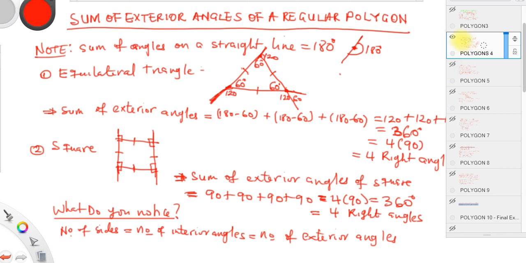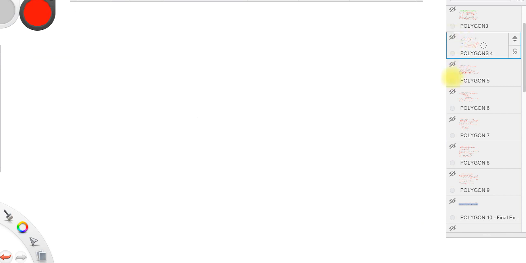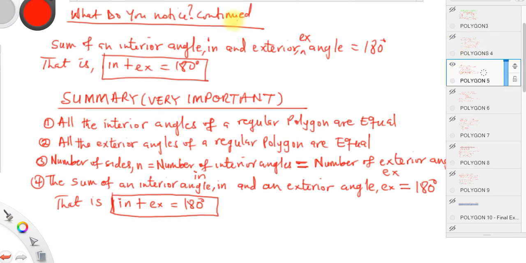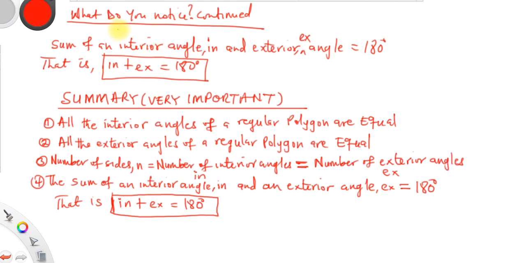So guys, this is the continuation of the lesson. So let us continue. So we are saying again, that's the question. What do you notice then?